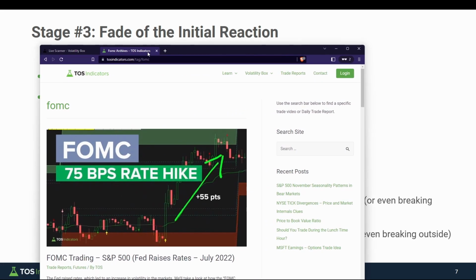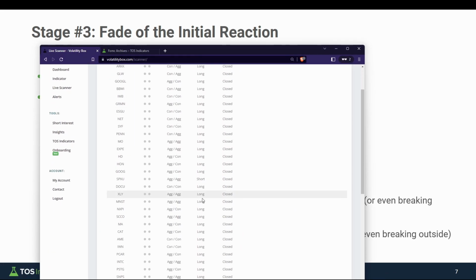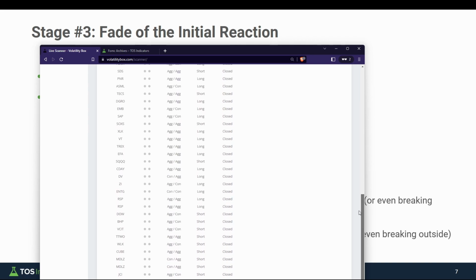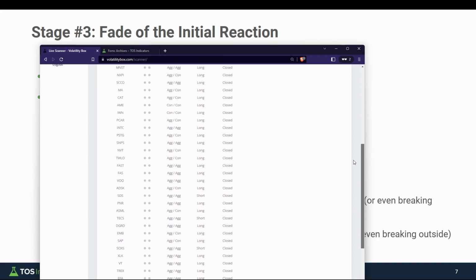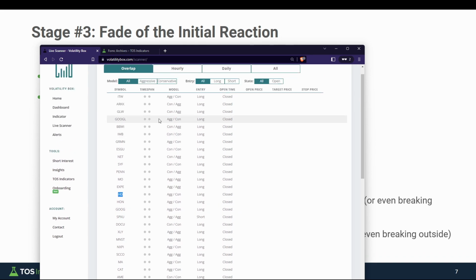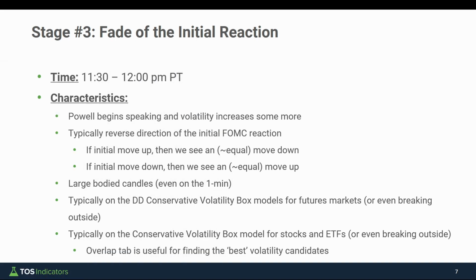If I give you an idea of what the overlap tab looked like today, leading up to FOMC, we had just a handful of stocks here. I think up to Cube was the list leading up to that 11 a.m. Pacific mark. And once we had FOMC hit, we can see just how many additional stocks triggered on our overlap tab, many of which were large names, ETFs like XLY, DocuSign, Google, Home Depot. So you had your selection if you were a stock trader in terms of picking the volatility markets here that you would look for a fade of that initial reaction.